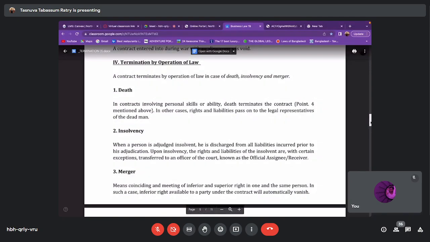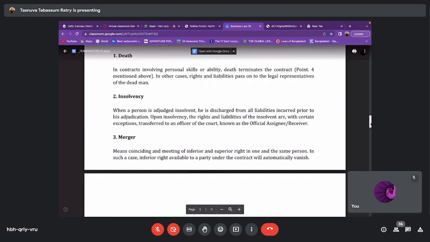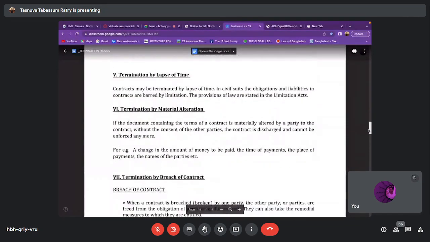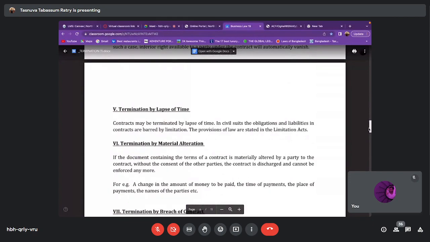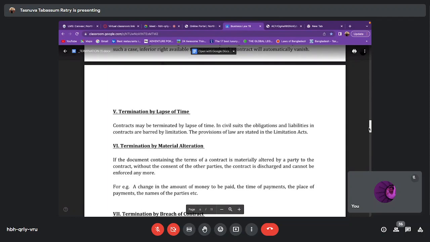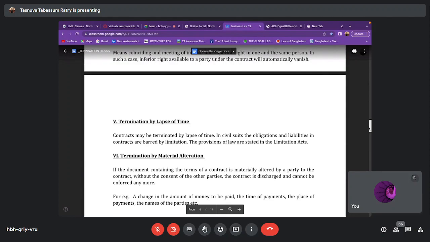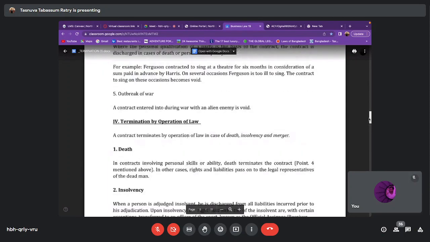আপনারা টার্মিনেশন বাই অপারেশন ল দেখলেন, ডেথ হলে হয়, ইনসলভেন্সি হলে হয়, মার্জার হলে হয়। এছাড়া টার্মিনেশন বাই মেটেরিয়াল অল্টারেশন হলে কি হয়, কন্ট্রাক্ট ক্যানট বি এনফোর্সড। ল্যাপস অফ টাইম মানে কি, ল্যাপস অফ টাইম হলো যে একটা টাইম লিমিটেশন যখন হয়, একটা সার্টেন লিমিটেশনের পরে দ্য কন্ট্রাক্ট ইজ ইউজুয়ালি বিং টার্মিনেটেড বিকজ ইট ইজ বার্ড বাই লিমিটেশন। প্রত্যেকটা কন্ট্রাক্টের একটা লিমিটেশন পিরিয়ড থাকে, যে দিস ইজ ভ্যালিড ফর আ সার্টেন টাইম পিরিয়ড। যখন সেই টাইম পিরিয়ডটা পাস হয়ে যায়, অটোমেটিকলি দ্যাট কন্ট্রাক্ট গেটস টার্মিনেটেড, which we call termination by lapse of time.